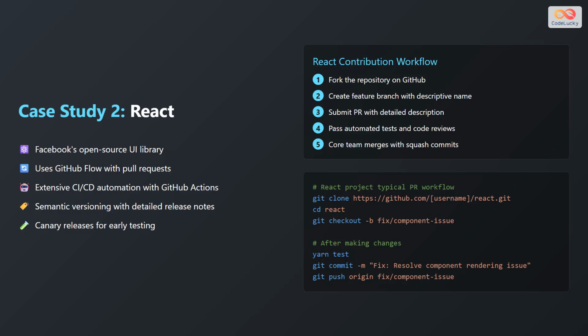The React project typical pull request workflow involves first cloning the repository. Then change the directory to react. After this, create a branch with git checkout named fix/component-issue. After making the required changes, run yarn test. Commit the changes with the message "fix: resolve component rendering issue." Finally, push the changes to the remote repository.